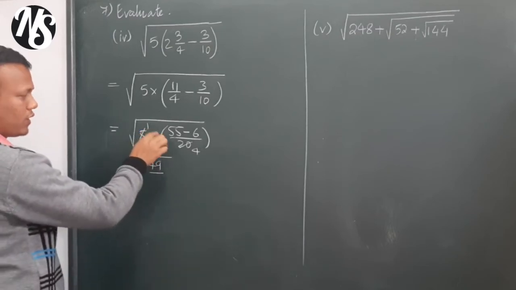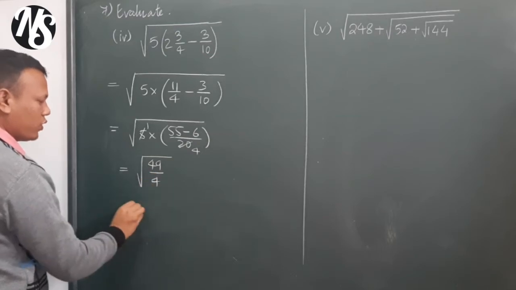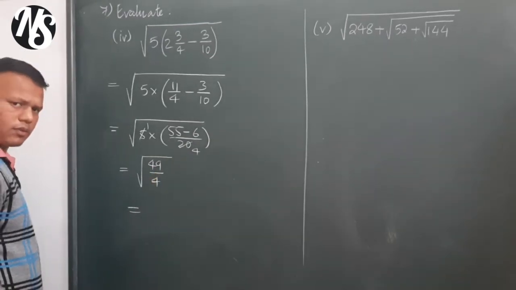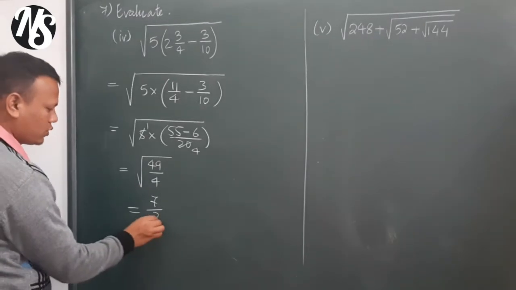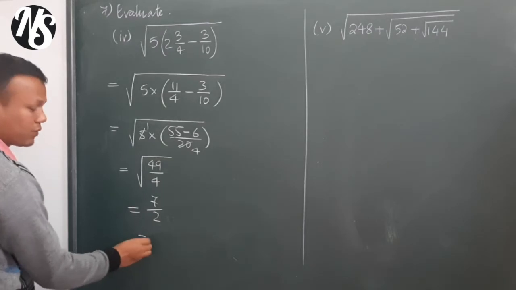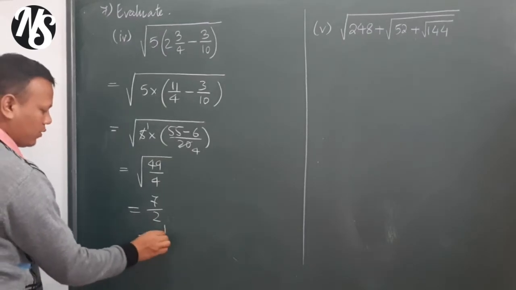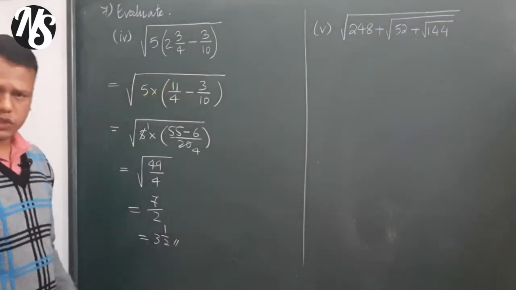We have 1 here, so 1 into 49 will be 49 itself, divided by 4. So what is the square root of 49? You know this is 7, and what is the square root of 4? It is just 2. So that means your answer, or if you want to convert this into a mixed fraction, your answer will be 3.5. Okay, so we have another question also.